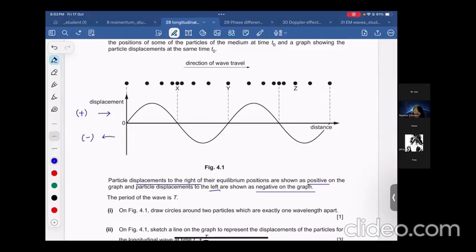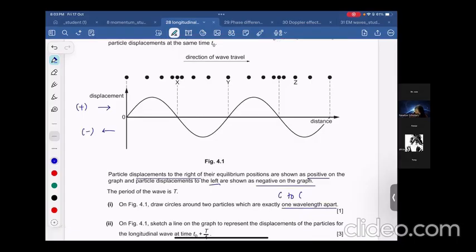On figure 4.1, draw a circle around two particles which are exactly one wavelength apart. So you want to know one complete wave, from where to where. In a longitudinal wave, we have compression, rarefaction, compression, rarefaction. We can choose compression to compression, which is considered one complete wave. So they are asking you to circle two particles that are exactly one wavelength apart.